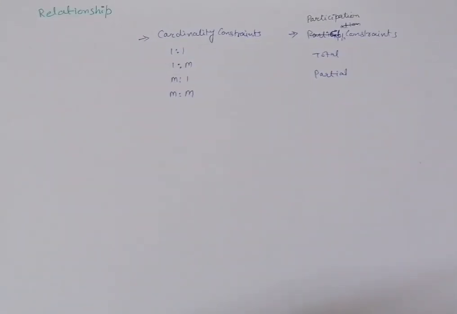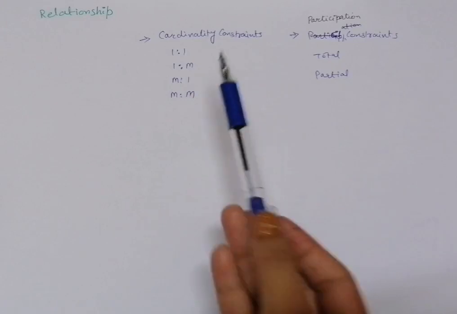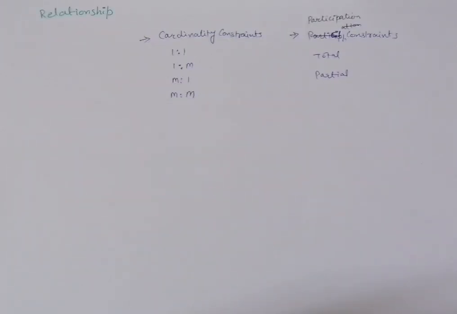Okay, so we have got two types of participation constraint, that is total and partial, and four types of cardinality constraints. So when we are dealing with a relationship, we have to be very careful about these types of constraints and the degree of a relationship, whether it is unary, binary or ternary. Okay, so let's start with the binary relationship, because binary is the trickiest of all. So we will start with the binary relationship.